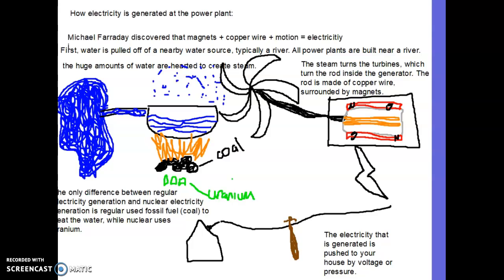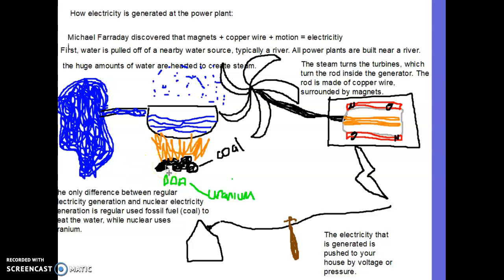So a long time ago, Michael Faraday discovered that magnets plus copper wire plus motion equals electricity. So based on that very simple concept, they figured out that there's a process that they have to follow. So the first thing that they do is pull water off a nearby water source, typically a river. All power plants are built near a river. And they pull off huge amounts of water in order to create steam.